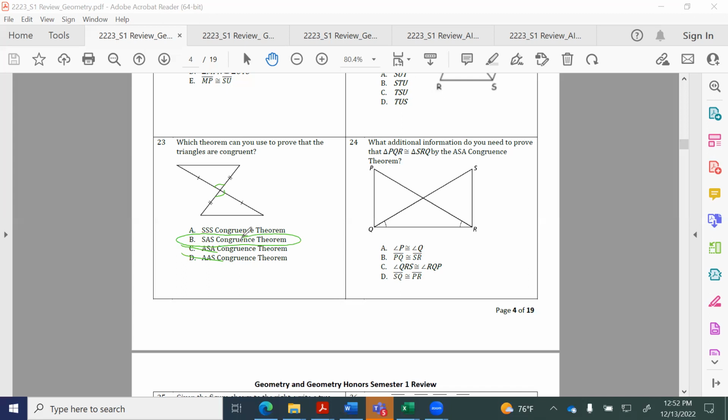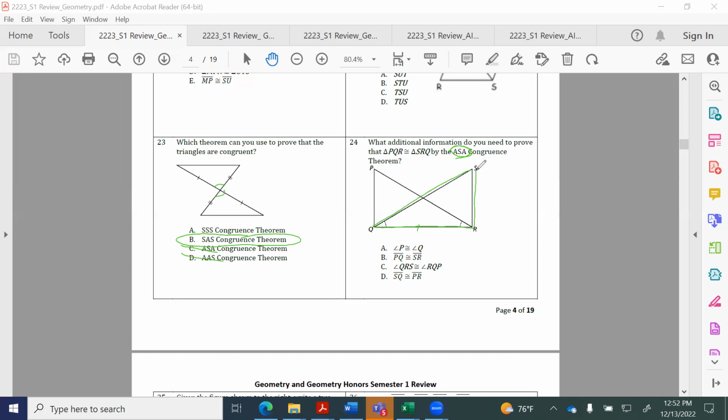On number 24, we have what additional information do you need to prove that the two triangles are congruent by ASA congruence theorem. So again, it's telling us they want us to use ASA. So right now, the pieces we know that are congruent, we have Q and R in the two triangles respectively. And we have the segment at the bottom. So if we're doing angle side angle, well, we need to know we have this angle in this triangle. Let me highlight this one. And I'm using angle side angle.